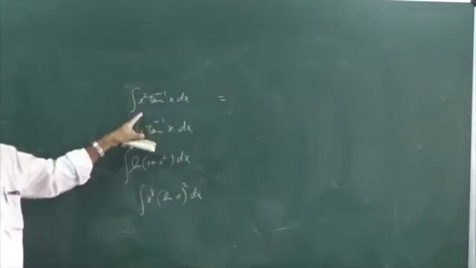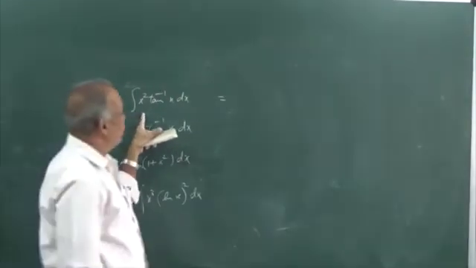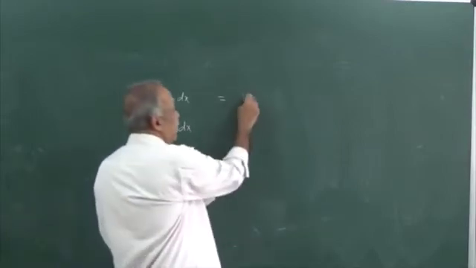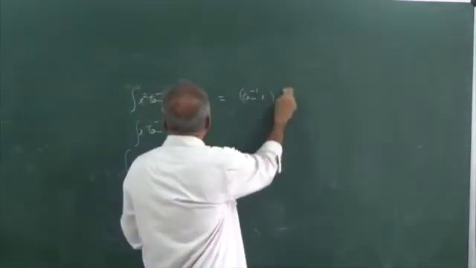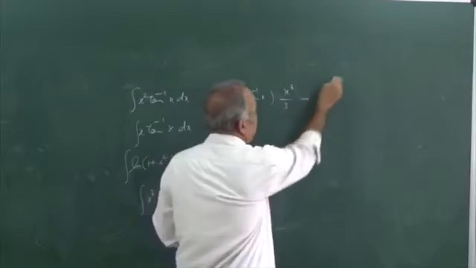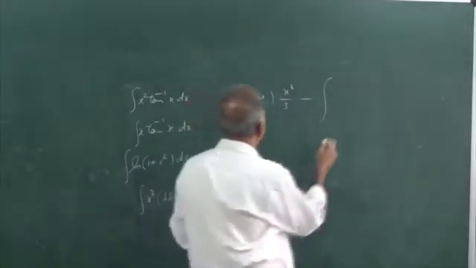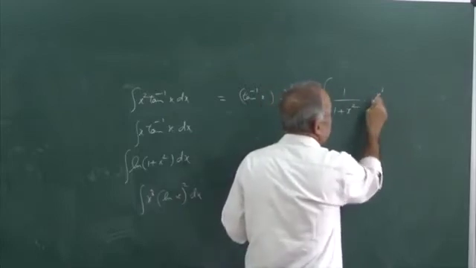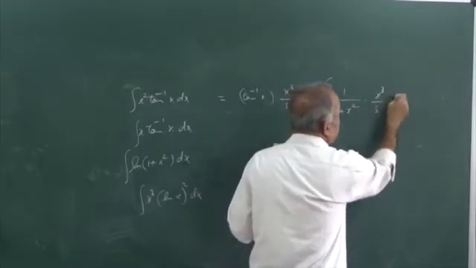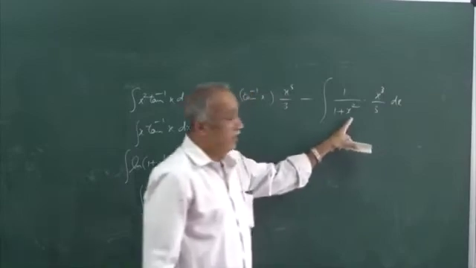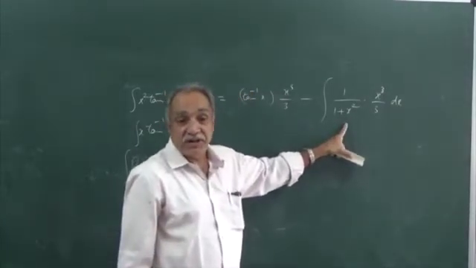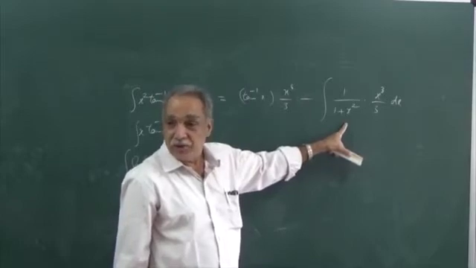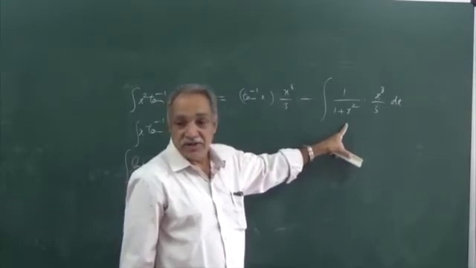Direct application of the rule of integration by parts. First function will be tan inverse x, inverse trigonometric function, into integral second x cube by 3, minus integral of derivative of first, 1 by 1 plus x square, integral second x cube by 3 dx. How can we get this rational function integrated? Notice that it is improper. First it will be reduced to proper form, then integration.